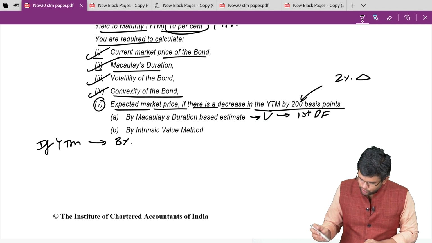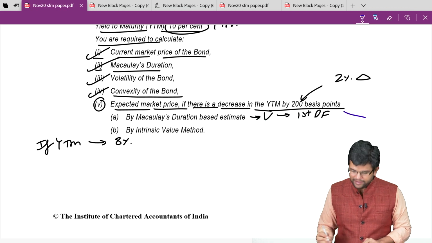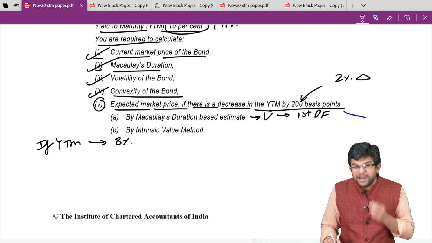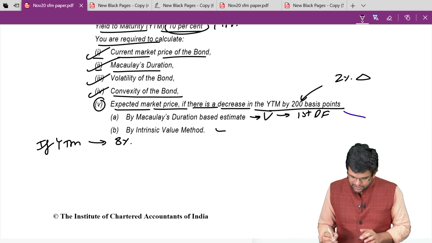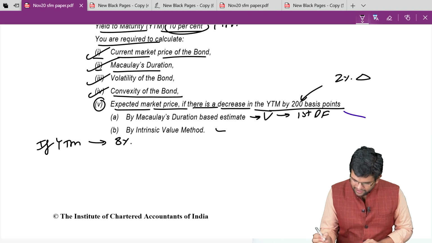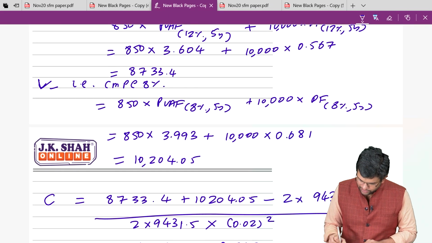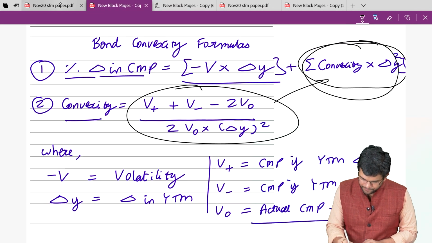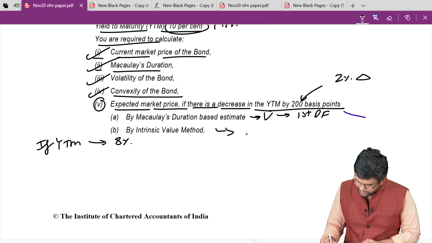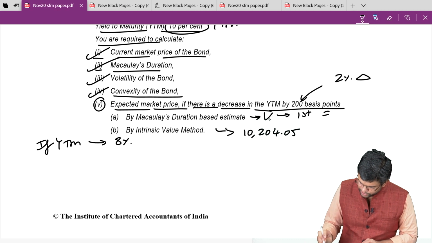Children, do you understand this particular point A is nothing but the blue line? And now they are asking you by the intrinsic value, meaning the actual value, that is of course that black line. As far as the black line is concerned, we already have the answer, correct? We had calculated that at 8%, the actual value is 10,204.05. So I'll just write down here, by intrinsic value model, the answer is 10,204.05.